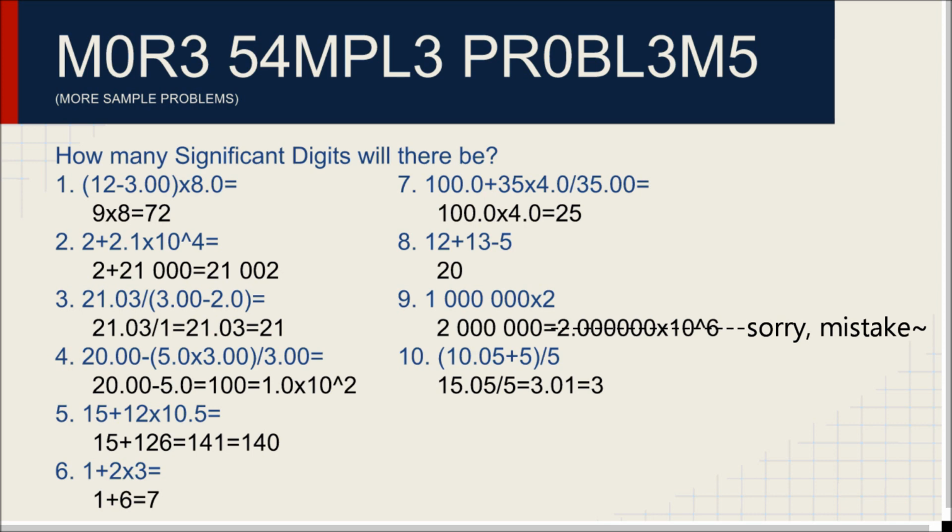Now you see in question 9, how 1 million times 2, the lowest number of significant digits is 1. So you need to keep it at 1.